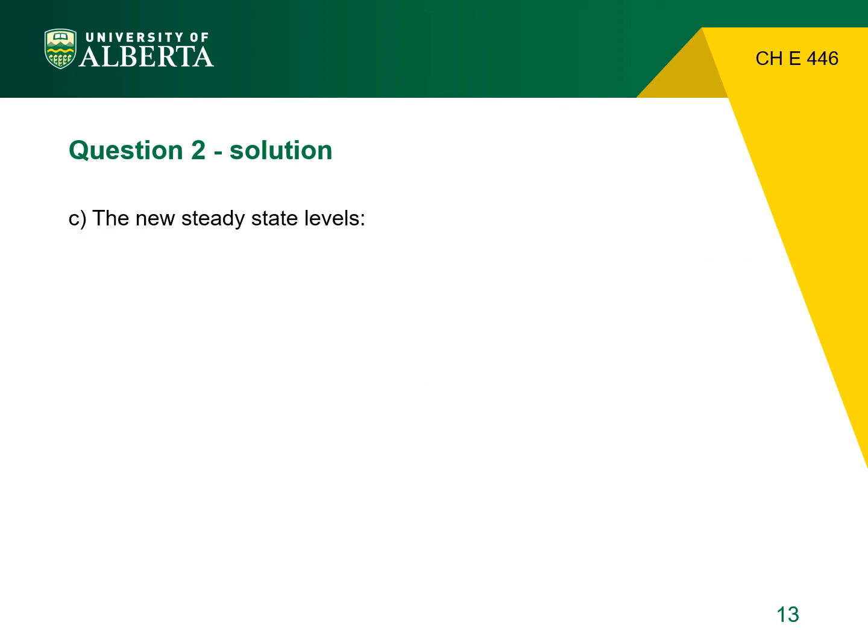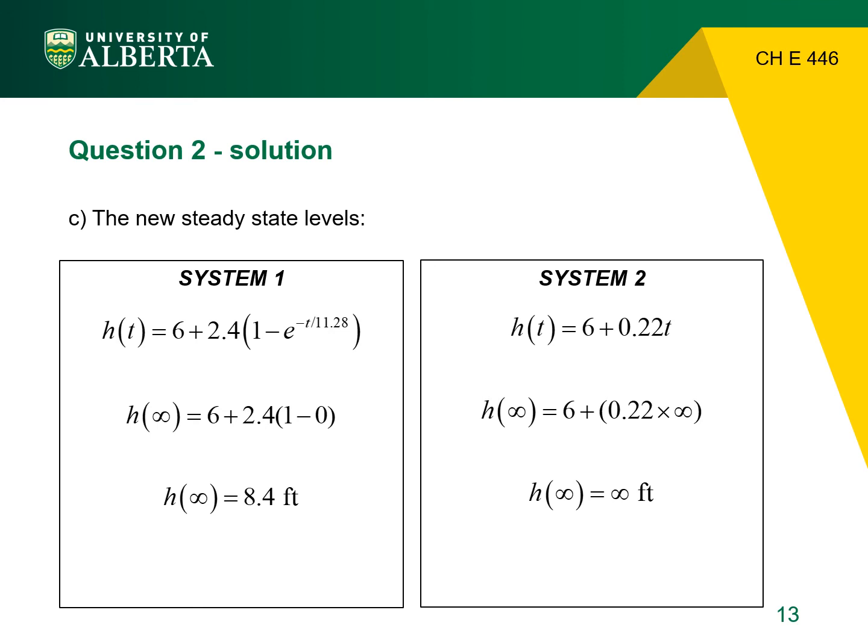The new steady state liquid levels in the tank can be found by setting t tending to infinity, since there is only one step increase given for tank inlet flow from 50 gallons per minute to 70 gallons per minute. Setting t tending to infinity in the expression for liquid level, we get the new steady state level for system 1 equals 8.4 feet for the given step input. For system 2, setting t tending to infinity, we get the new steady state level equal to infinity.